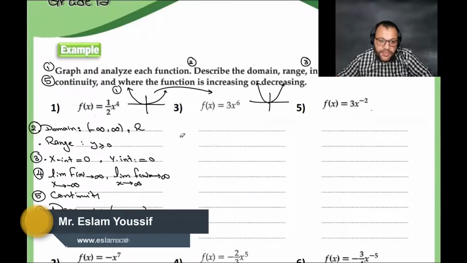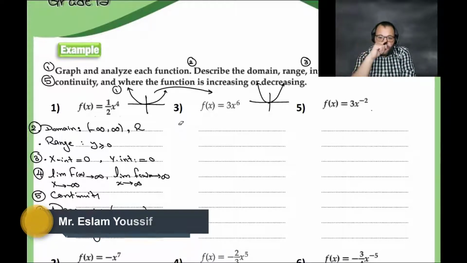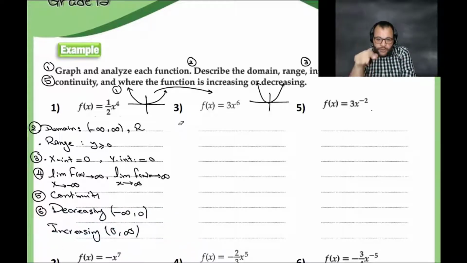Any problem for number 3? Because we are going to number 5. Number 3, any problem? Where did 4 go? Number 5. No. Okay. How will the graph be in number 5?